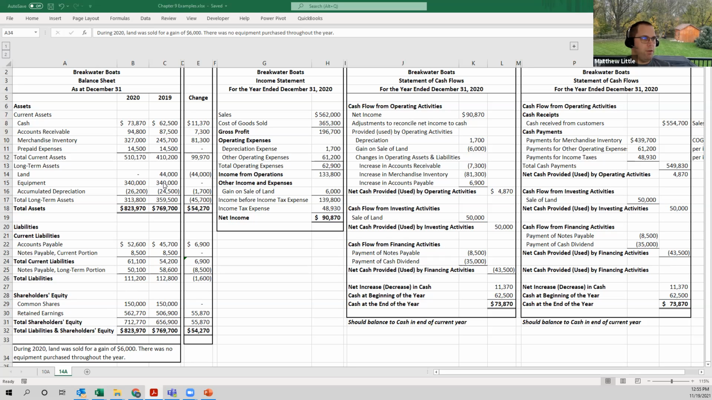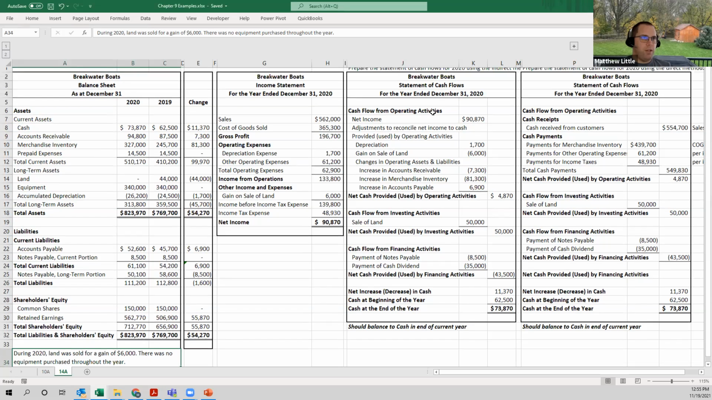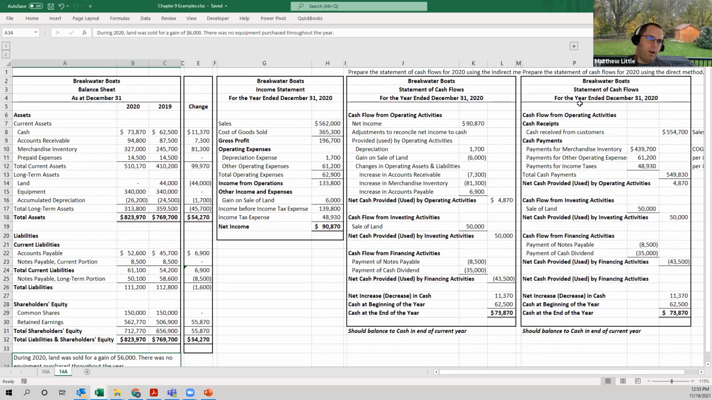Okay, so you can see equipment stayed the same. The land was sold for a gain, therefore that $6,000 gain is part of our net income on our income statement. Just keep that in mind. So we're asked to do the statement of cash flows two ways, indirect and direct. So first of all, we'll start with the indirect method.